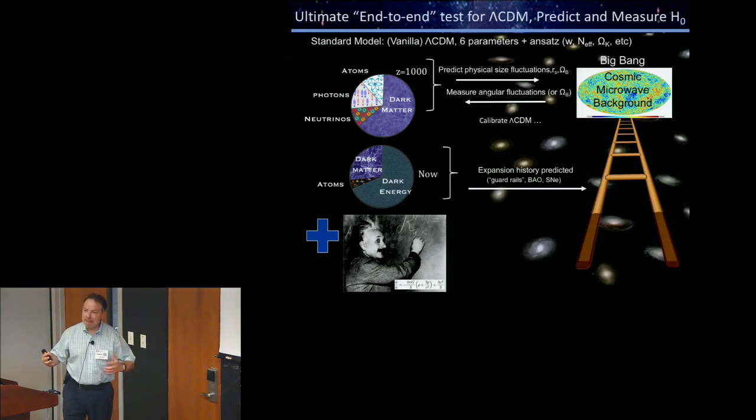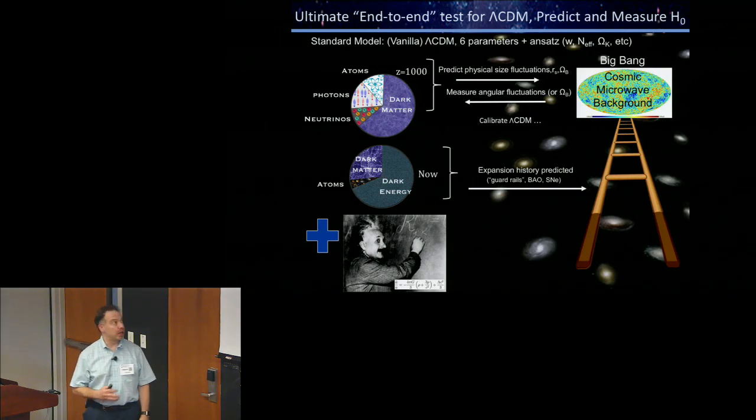If we now step back, this was all sort of pre-early 2000s. If we now step back, I can pose this sort of ultimate end-to-end test for cosmology. So after a century of cosmological research, we have a standard model, this vanilla or minimal lambda CDM. It has 6 parameters. It has a number of ansatz about the equation of state, N effective, omega k, which are tested.